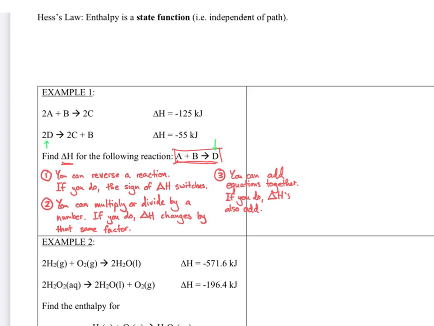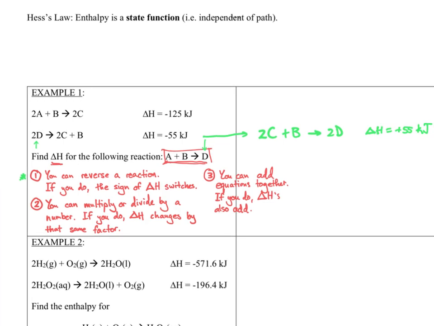Let's see. So that means I'm going to use rule number 1 here. You can reverse a reaction. If you do, delta H switches. So I'm going to write 2C plus B yields 2D. And the enthalpy for this process is now positive 55. All right, now let's just rewrite the first equation I was given directly above it.